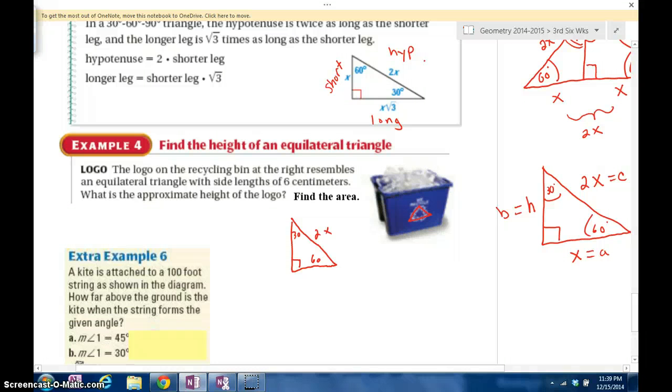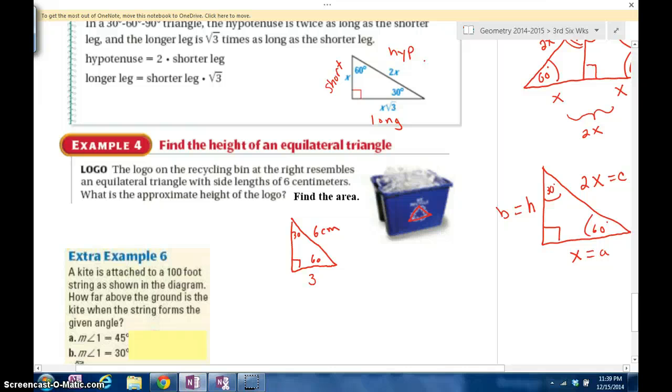Has a side length of 6 centimeters. Since we know the hypotenuse is twice the size of the short leg, and the short leg is half the size of the hypotenuse, the short side opposite the 30 is 3.